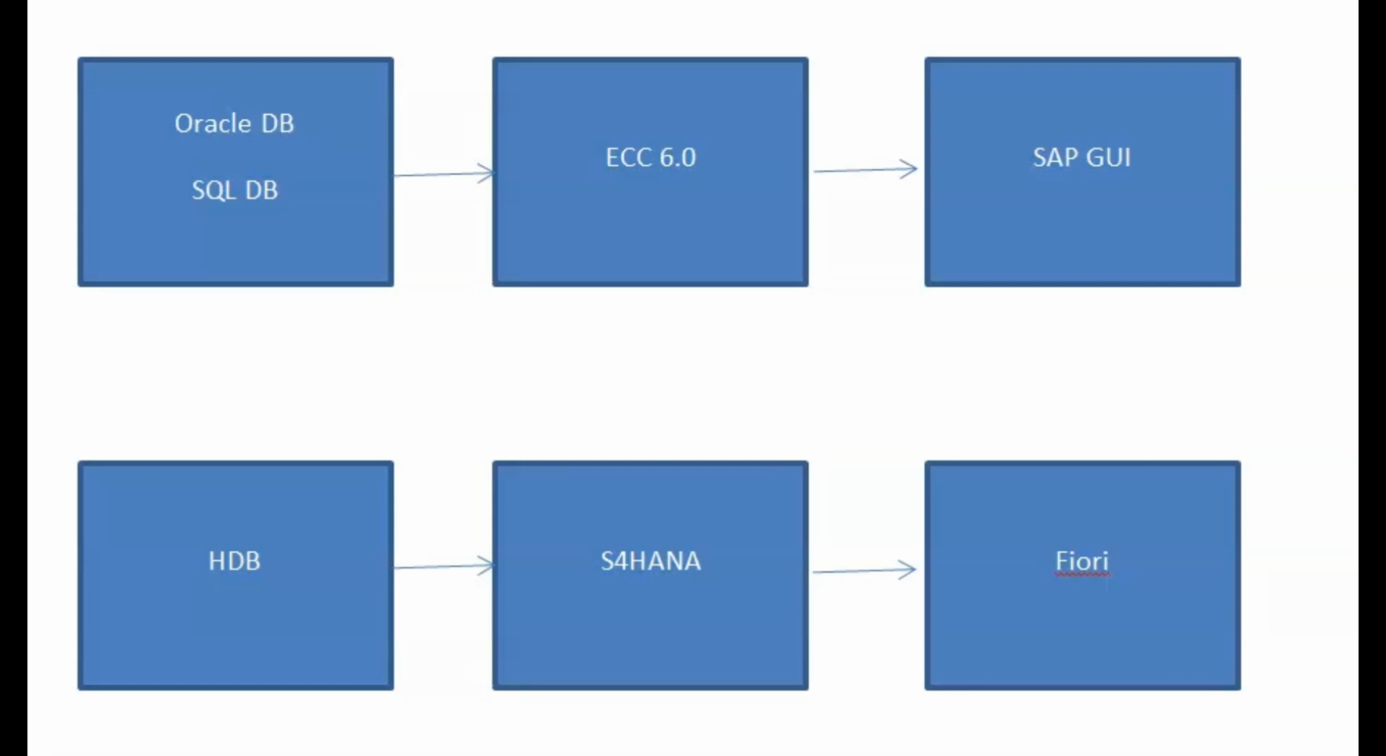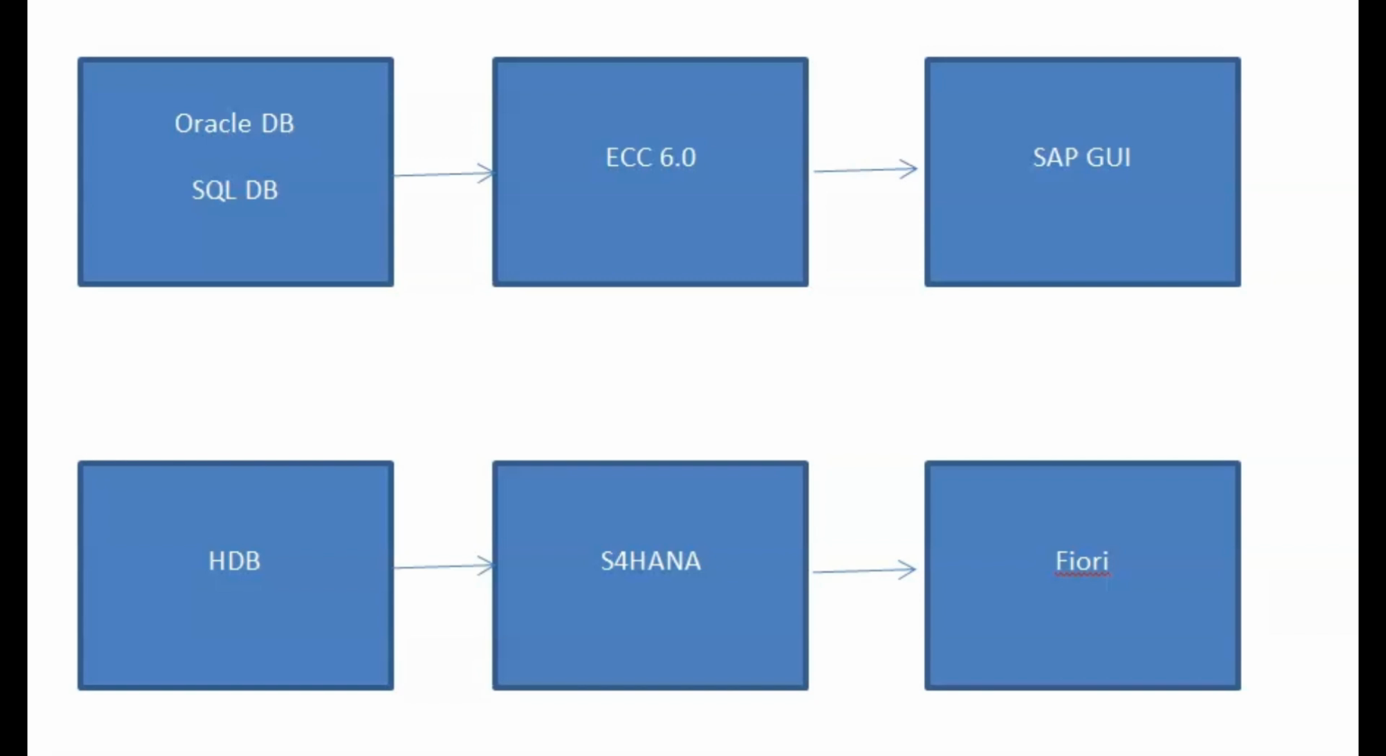I'm Vikramaditya here. Now, let's understand the very simple concept of what exactly is the difference between ECC 6.0, which is also referred to as SAP ERP, and S4 HANA software.